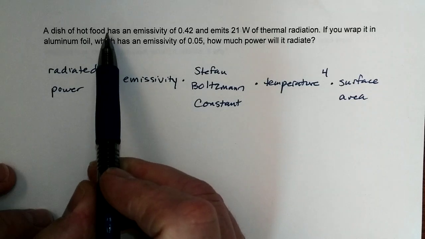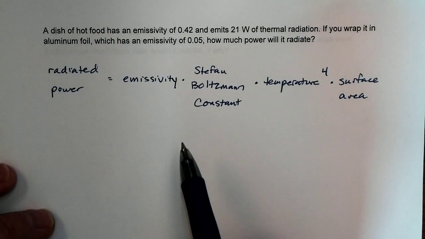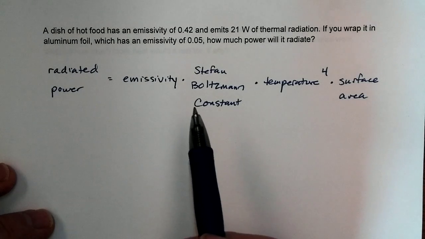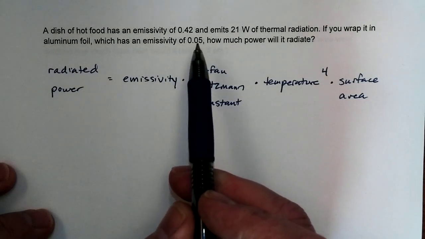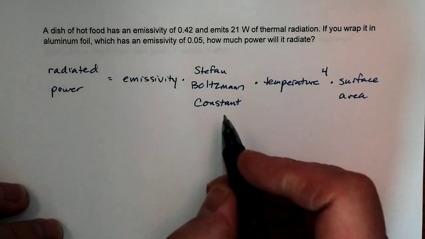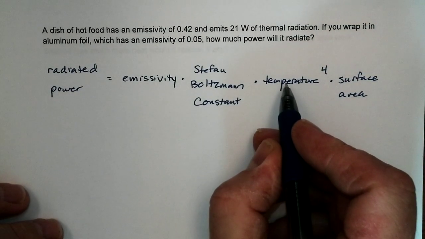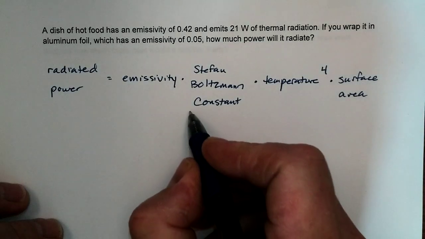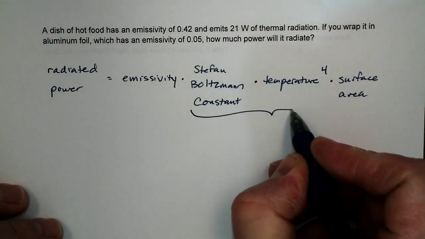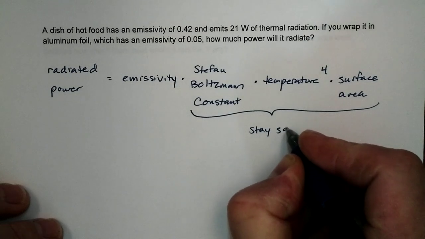dish of hot food, and we're going to assume that no matter what we do to it, the food is at the same temperature. All we've done by wrapping it is change the emissivity of that. We haven't done anything to change the Stefan-Boltzmann constant, haven't done anything to change the temperature of the food, and we will assume the same exposed surface area for the food. So all of these stay the same.